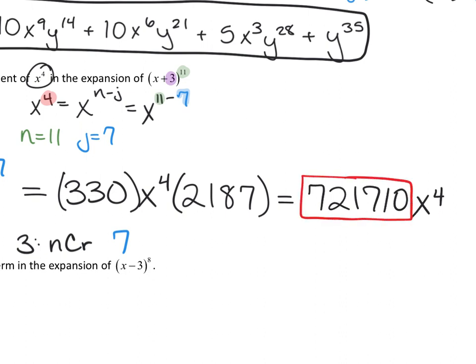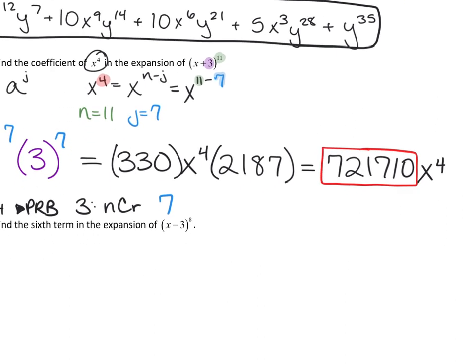Yes, sir. Where did we get the 2,187? It's a great question. Where did anybody answer that for him? Where did we get 2187 from? 3 to the 7th. So we had n choose j, which was the 330. X to the 4th was this. And then 3 to the 7th was this part. And then we multiply the choose number, the combination, and then the power of a together to get the coefficient.